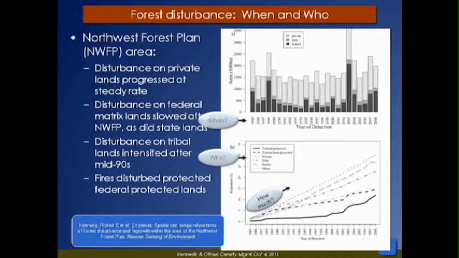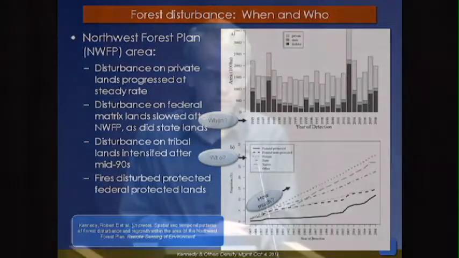And I won't belabor this, but some of the conclusions you can reach from even a fairly simple summary of this stuff, nothing really hugely surprising for those of us who know how forests are managed here. Private lands saw forest disturbance happening at a maybe remarkably steady rate over all of those economic cycles in the last 23 years.